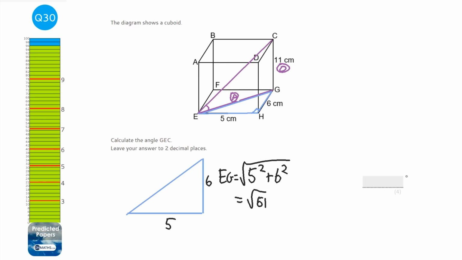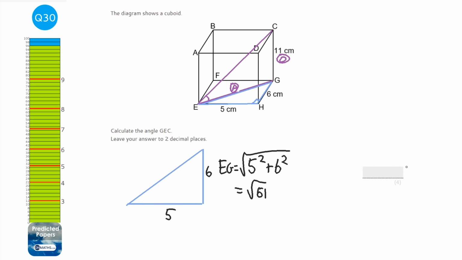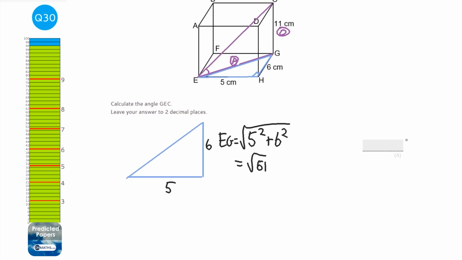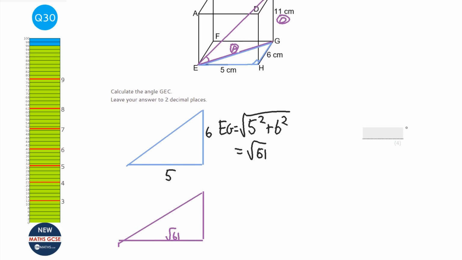Okay, so the next thing to draw is the right angle triangle, the purple one that we've got on the diagram. So let's start drawing that. Okay, so we've got A at the bottom, which we now know is root 61. And the height is 11, and we're looking for this angle here. And we can call this angle X, why not?